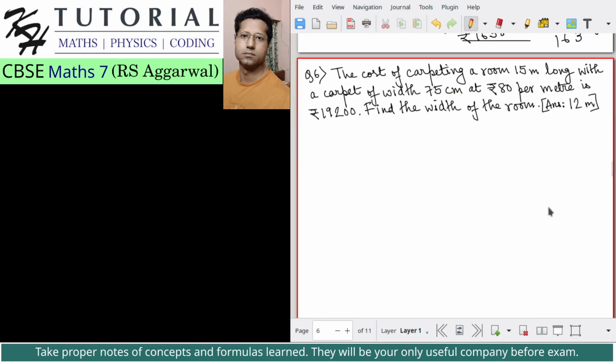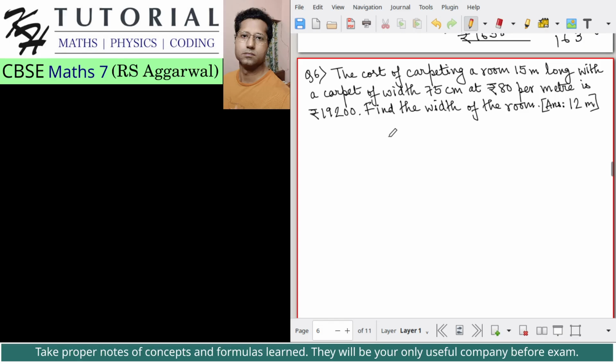The cost of carpeting a room 15 meter long, with the carpet of width 75 centimeter at rupees 80 per meter, is rupees 19200. Okay, find the width of the room.